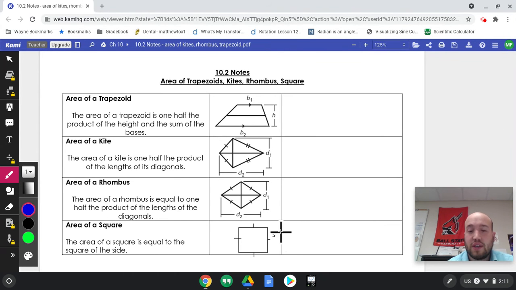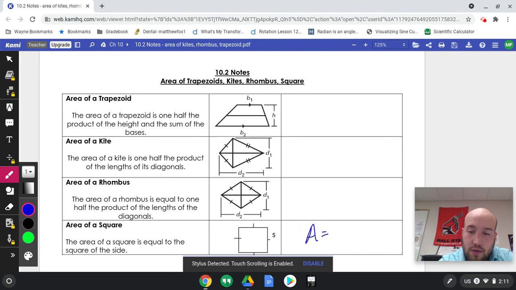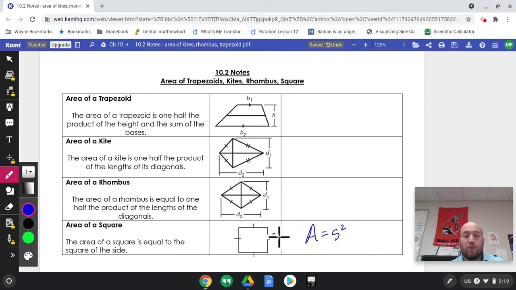So if we have a side of length S, we know it's just one side times the other. So our area is just side squared. Doesn't matter which side, as long as we have one and we know it's a square, we can just square it and we'll get the area. Much like the rectangle, base times height, same idea.